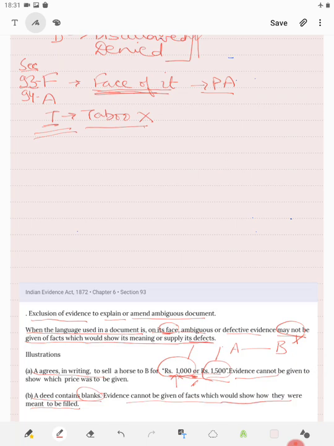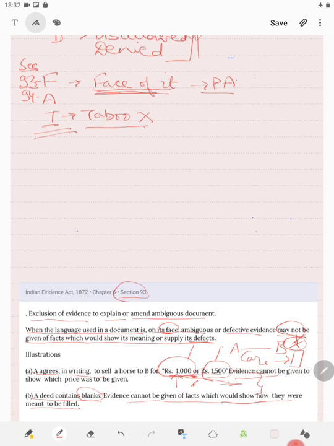Now, the reason for exclusion of this evidence is that the document is defective, and if the parties did not take proper care to remove it, then removing it at a stage where a dispute has arisen is late and should not be allowed. So this is section 93.